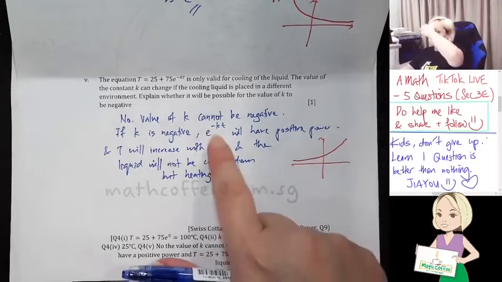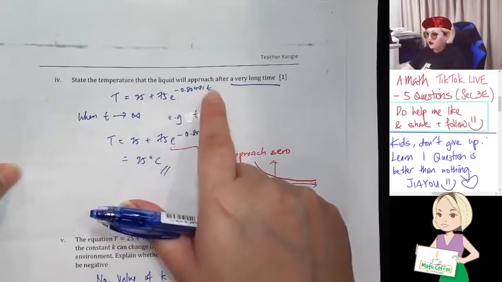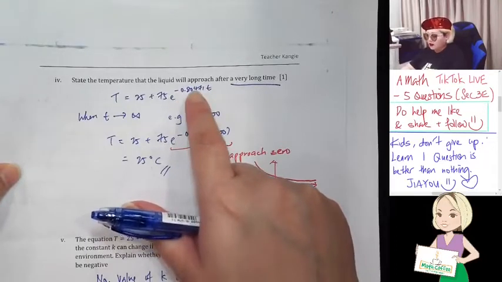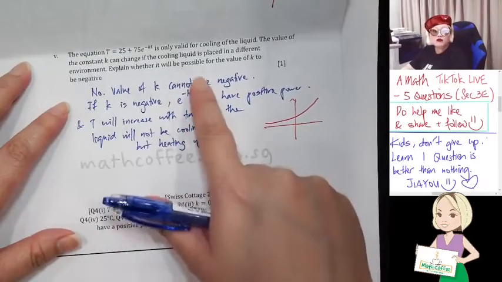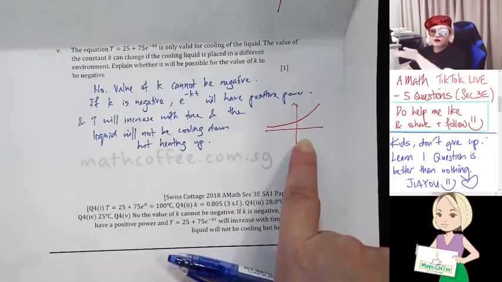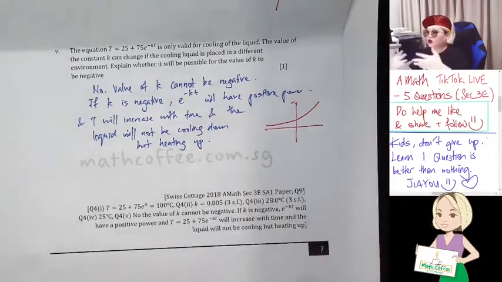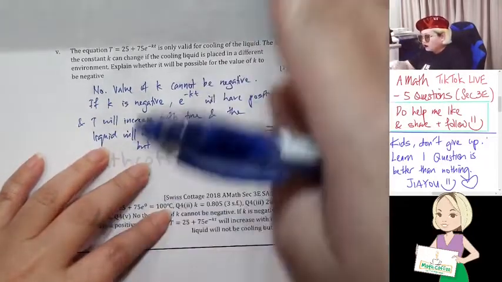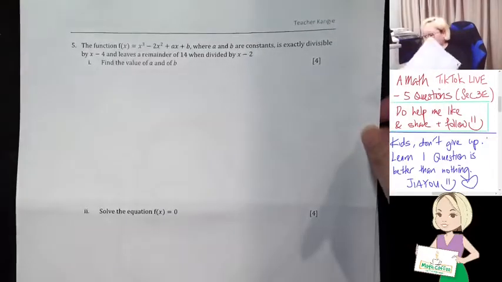Remember, the formula has minus kt, right? So if your k is negative, negative negative becomes positive, and you end up with e to the power of positive t. And e to the power of positive t will be this kind of graph. It's meant for increasing, not for cooling down, it's for heating up. But for this question, because it's cooling down, it goes in this direction. Okay, we are done with this question.